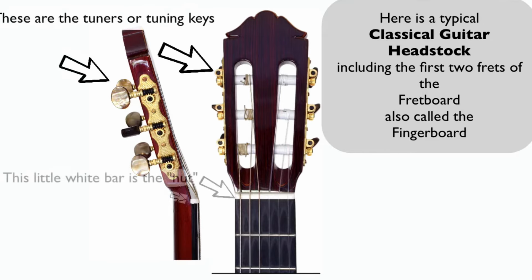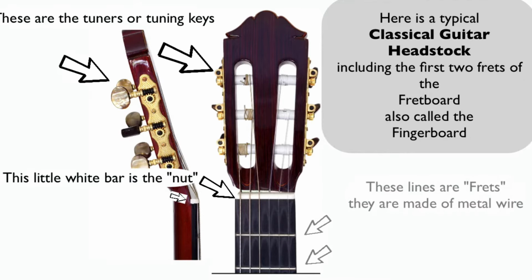They've got tuners, they've got a nut, which is the little bar at the end of the neck, and they've got a fretboard. And with these wires, that's all they are, is metal wires that make the frets, and that's the difference between a fretboard and a fingerboard. And these are all the things that we're going to use to help us keep ourselves oriented.